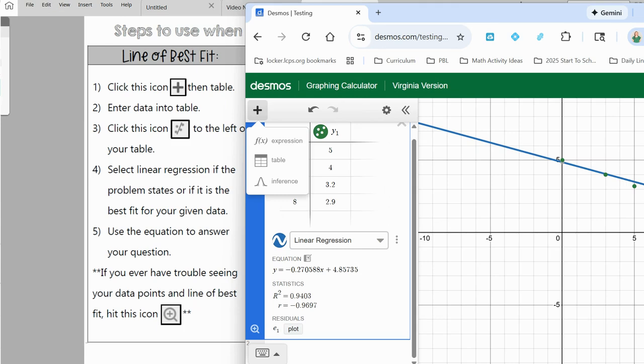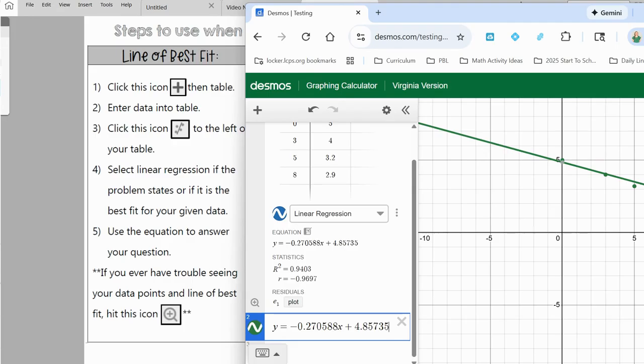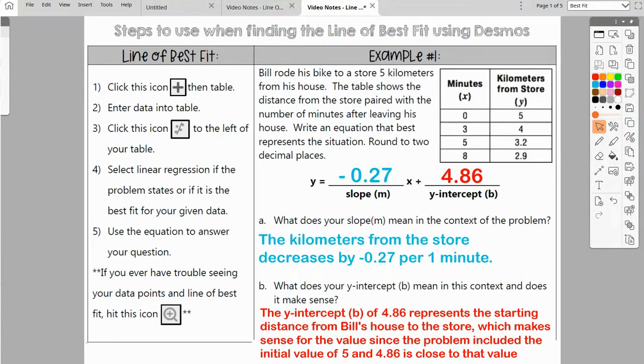Now we go ahead and look at the equation given. The equation's right here, and we're able to actually press this button to copy it down so we have it fully. Rounding to the two decimal places is why I have my answer of y equals negative 0.27x plus 4.86. The negative 0.27 represents the slope, and we want to talk about what that means in the context of the problem. Slope from the equation is negative 0.27.